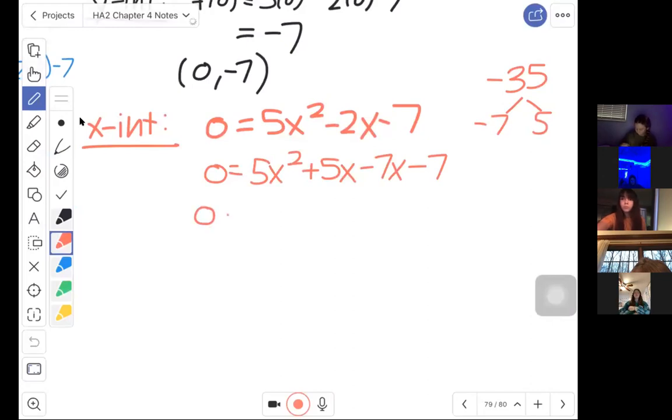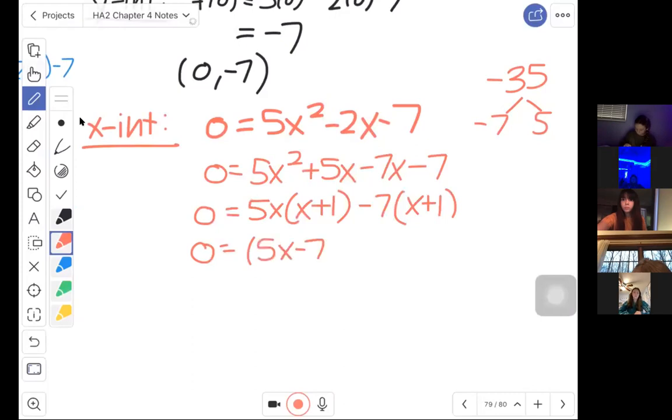Okay, and then you will have 0 equals, then you can pull out a 5x out of the first side, and then you'll be left with x plus 1. And then you can pull a -7 out of the second one, and you'll be left with x plus 1. So then you have 5x minus 7 and x plus 1 both equaling 0.